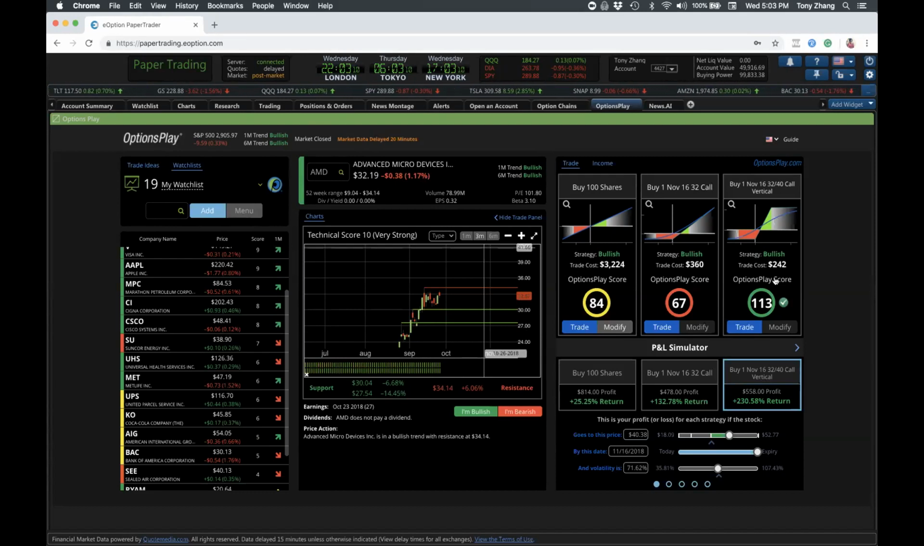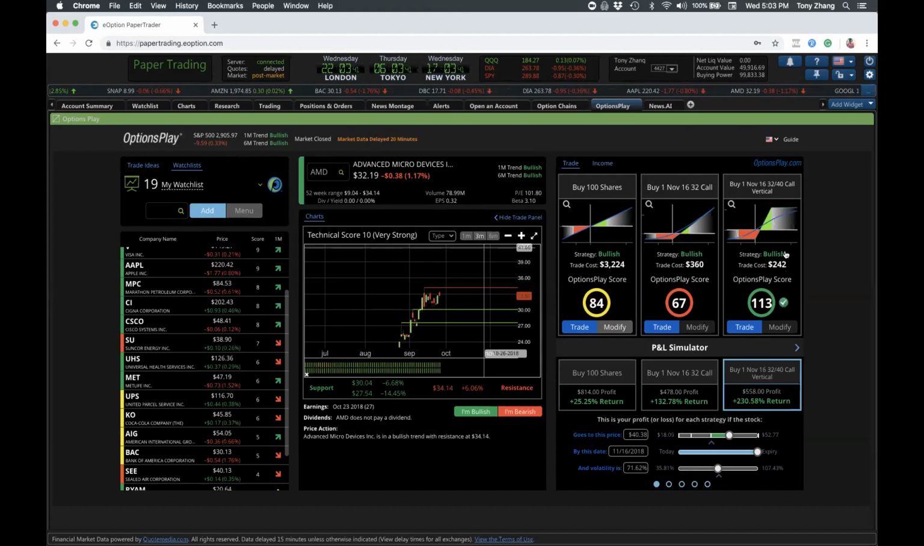And that's really where options come in, because if you were bullish on the stock and you want to buy the stock, it costs you $3,200 to buy 100 shares, versus buying a call will only cost you $360. So only 10% of the cost of buying that upside exposure, you can get by buying a call. And then conversely, if you buy a call vertical, it only costs you $242.